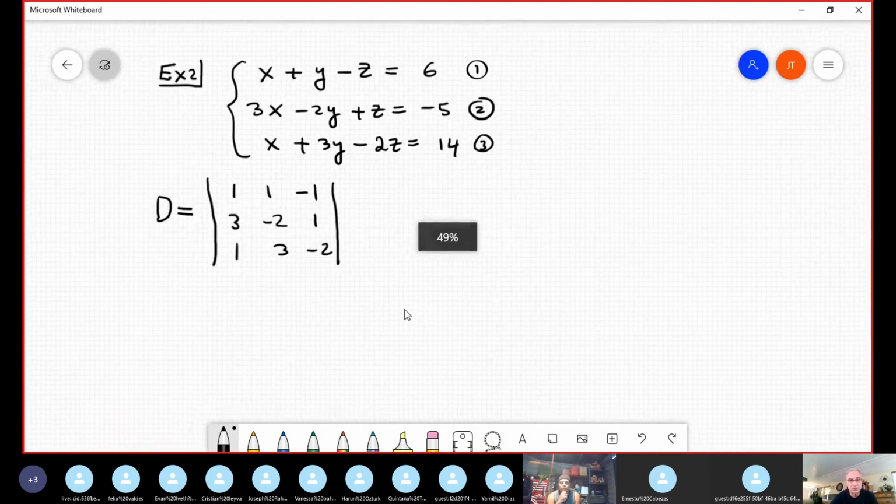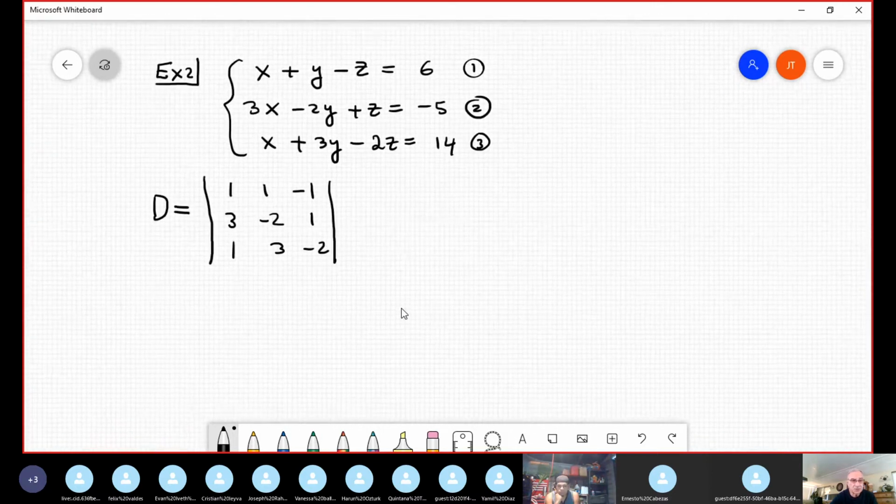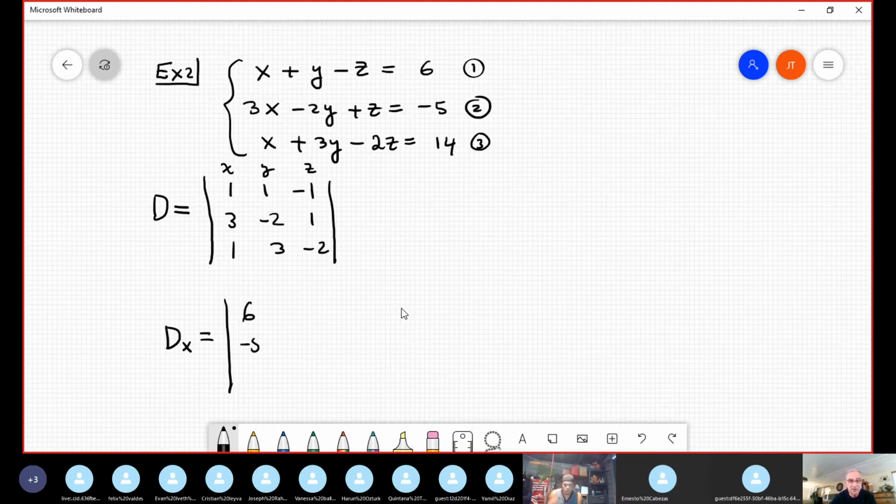The organization is dx. Remember, you replace the first column. Here's the column of the x. This is the column of the x. This is the column of the y. This is the column for the z. By the right hand side numbers, so 6, -5, 14. And the rest stays the same.